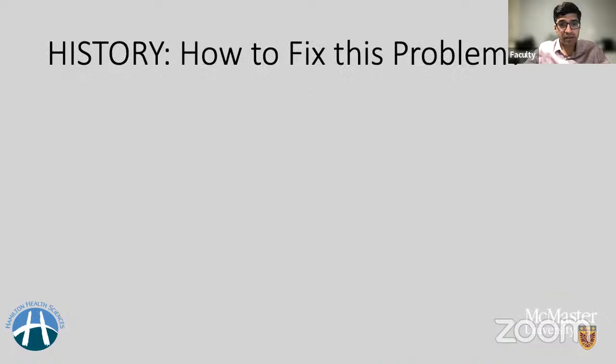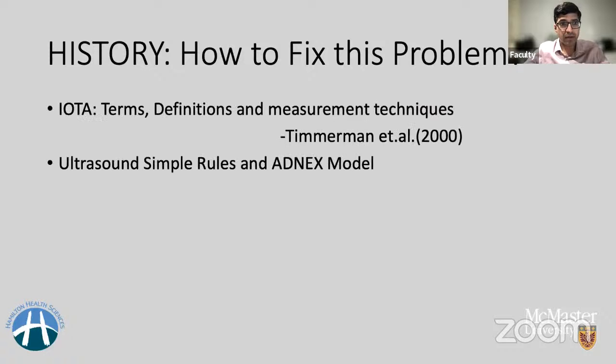This is when the research started to go on in this topic. So they first started looking at this in the IOTA group, the International Ovarian Tumor Analysis Group. A paper which was published in 2000 by Timmerman et al. talks about terms, definitions, and measurement techniques. This was the first attempt at standardizing terminologies. Then we saw ultrasound simple rules and ADNEX models, which basically stemmed from this research.